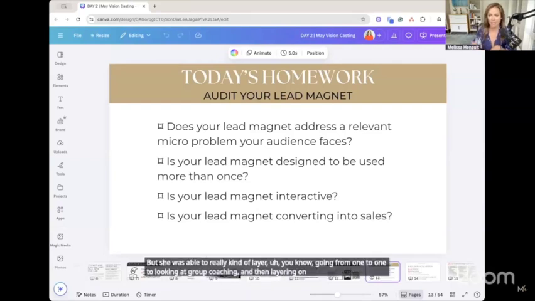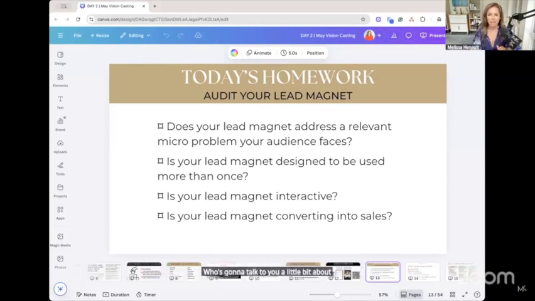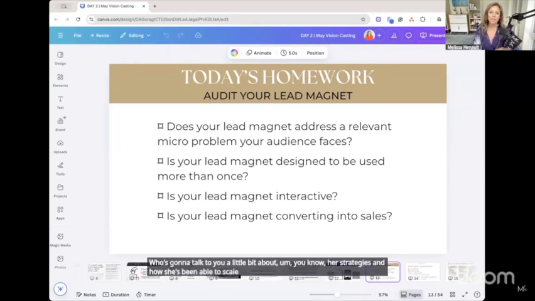and then layering on that evergreen. So in a little bit, we're actually going to bring in a totally different student, Lene, who's going to talk to you a little bit about her strategies and how she's been able to scale, because I think it's really inspirational. Wouldn't you all agree, to see how different business owners are scaling with the frameworks, differently than how I scaled, or how other students in the platform have scaled.